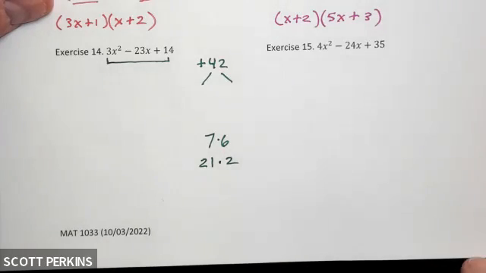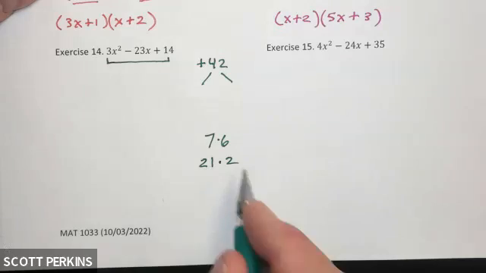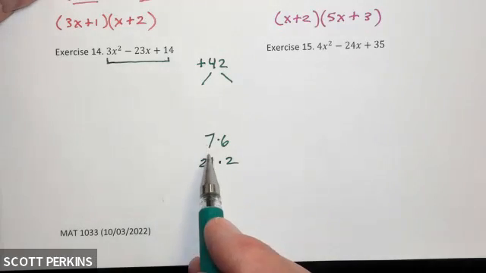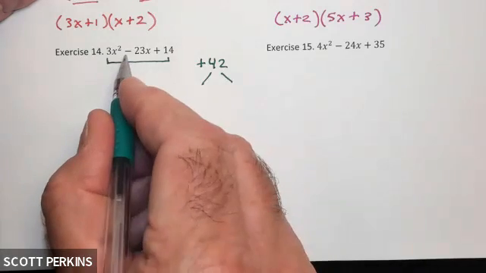I've done this problem before, but the first time I did it, I didn't see it that way. I had to go through the process. Okay, so 21 and 2 are going to be the factors. And what's the sign on both of them going to be? Yeah, because it's a negative 23.